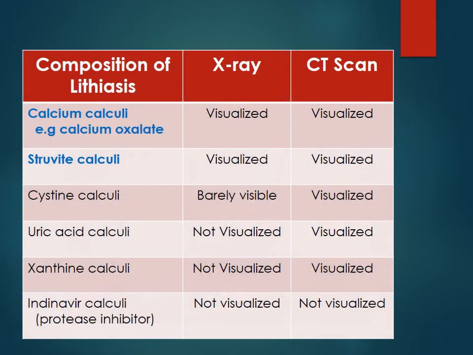This table provides a summary of the different types of stones or lithiasis that can be identified by both X-ray and CT scan. Highlighted in blue, calcium calculi or calcium oxalate and struvite calculi are the two types of stones that can be seen by the two imaging modalities. But CT scan is superior to X-ray in identifying the other types of lithiasis such as the cystine, uric acid, and xanthine calculi.